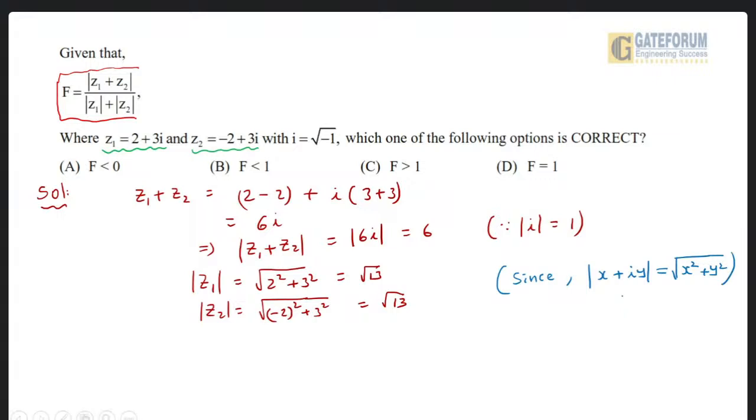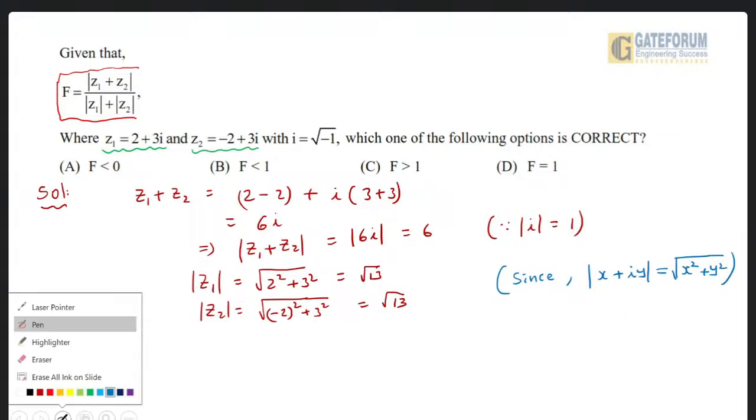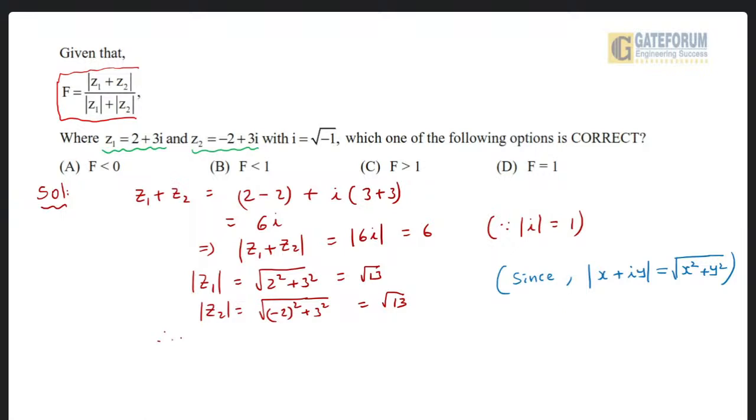Now, therefore, capital F is equal to mod Z1 plus Z2, which is 6, divided by mod Z1 plus mod Z2, root 13 plus root 13. So 6 by 2 root 13, the 2 is cancelled. So 2 ones are 2, 2 threes are 6, giving 3 by root 13.